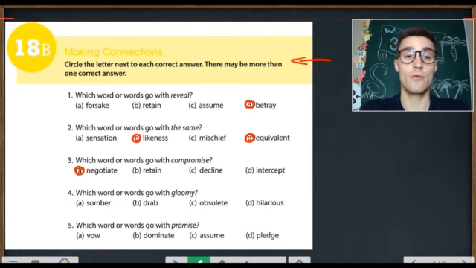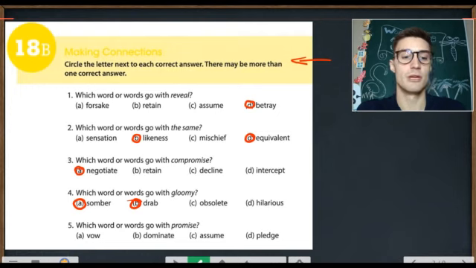Next, question 4. Which word or words go with gloomy? Is it A, somber, B, drab, C, obsolete, D, hilarious? I can see two that are correct. Which words go with gloomy? It's A, somber, B, drab.